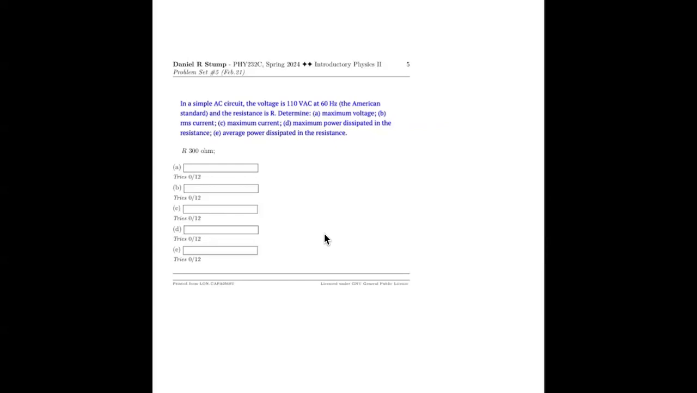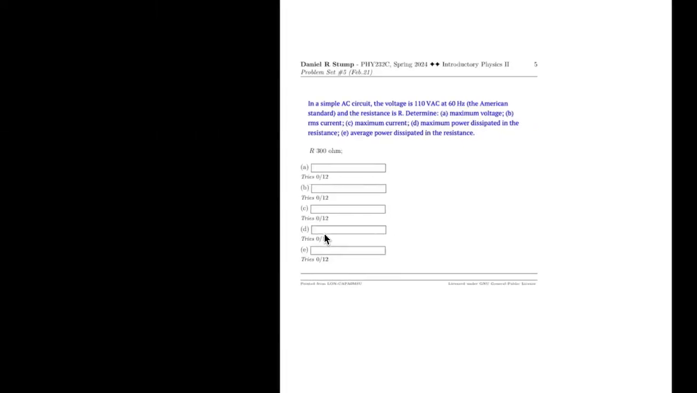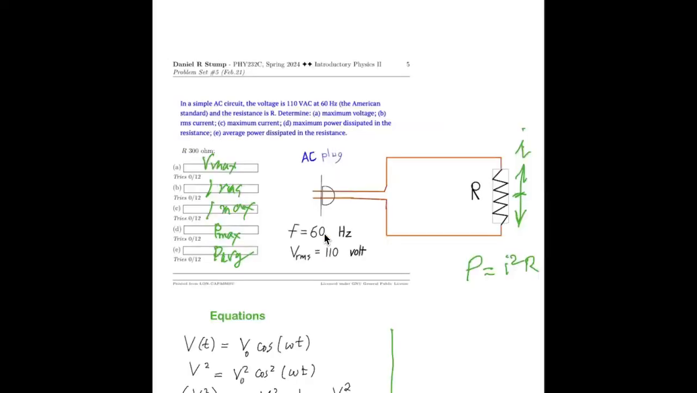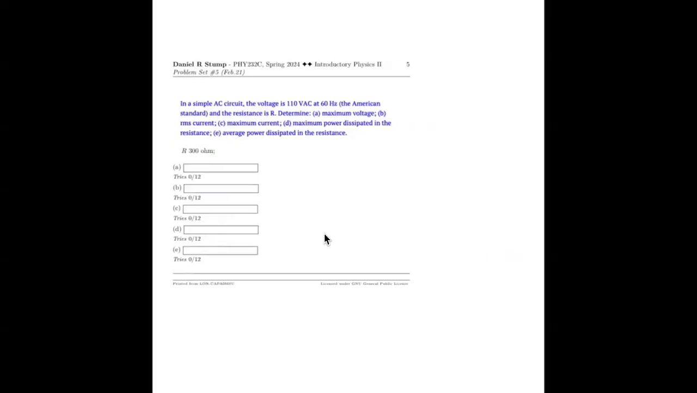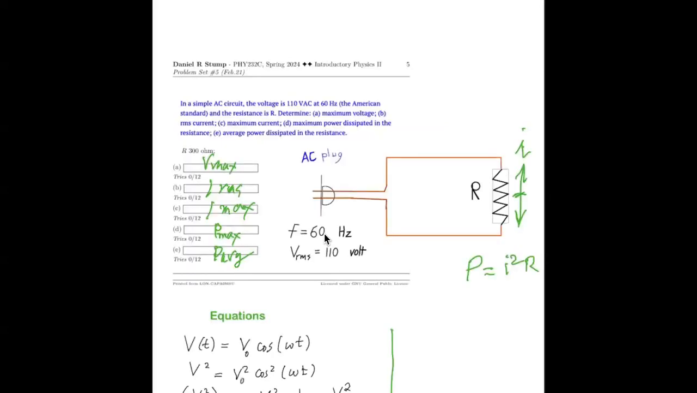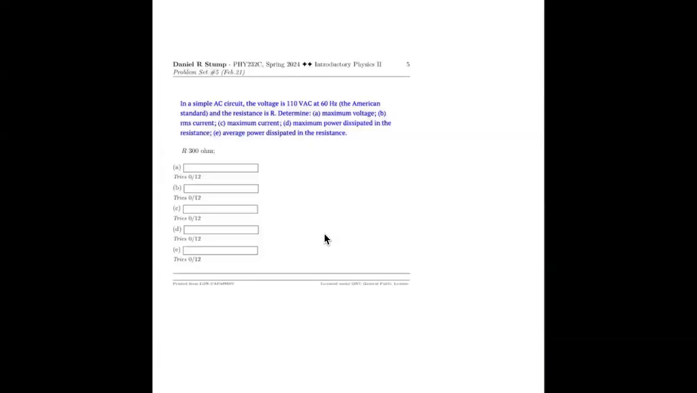Here's another AC circuit. Wait a minute, isn't that the one I just did? That's the one I just did. Okay, I already did that one. Maybe that's the end. We did this one. This one's just the same. So I guess we're finished now for the evening.